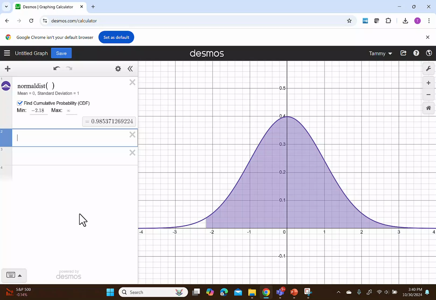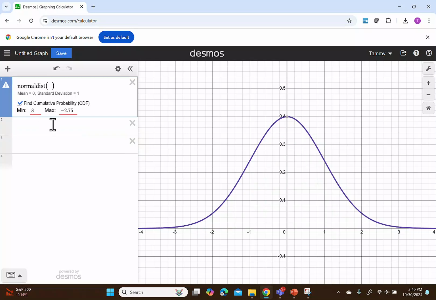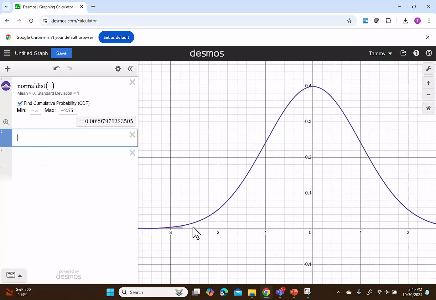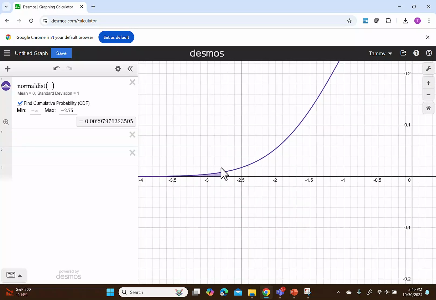The next one says find the probability that z is less than negative 2.75. So less than says that negative 2.75 is my maximum. I take away the minimum by deleting it. When I click away, we'll see it converts to negative infinity. This is a small little region, and let me zoom in to show it to you. We call this area a tail region. It's just in the very end part of our distribution. We can see it's a very small amount. It's 0.00297. If I'm giving 4 decimal places, I would say 0.0030 because the 7 rounds the 9, which rounds the 2.